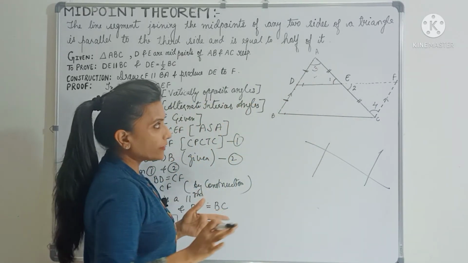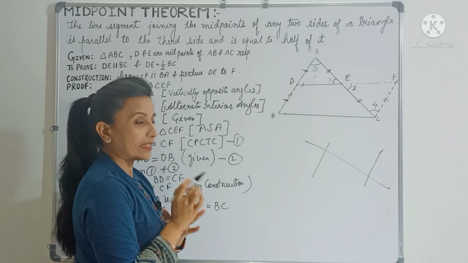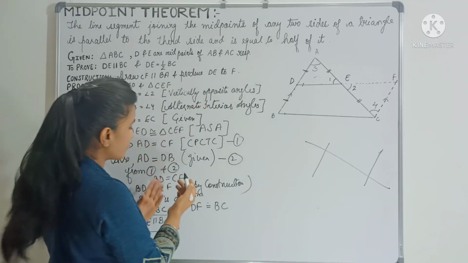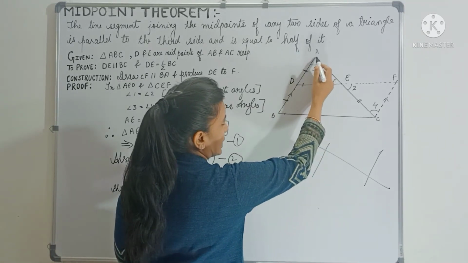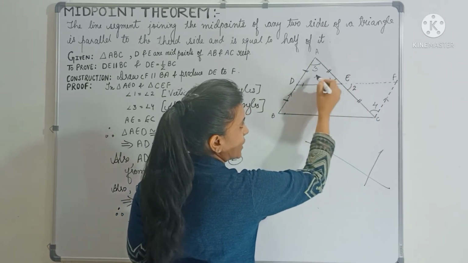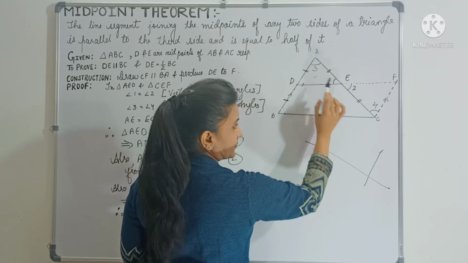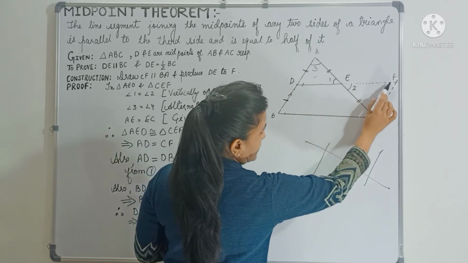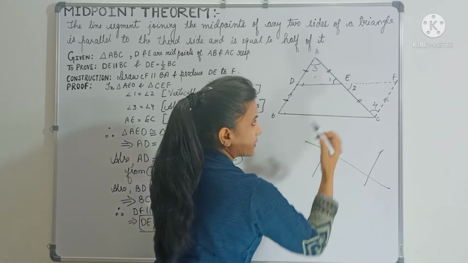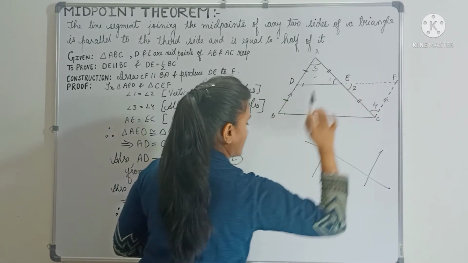Now, do you think that DE is equal to EF? Are they equal? Yes, they are equal. Why? Because we already proved here that triangle ADE and triangle CEF, these two triangles, are congruent, right? So DE is a part of this triangle and EF is a part of this triangle, right? So since these two triangles are congruent, their corresponding parts will be equal, right? So here DE is equal to EF, right?